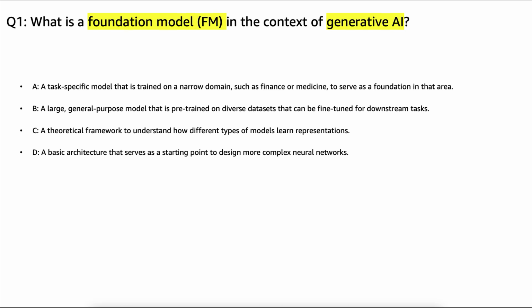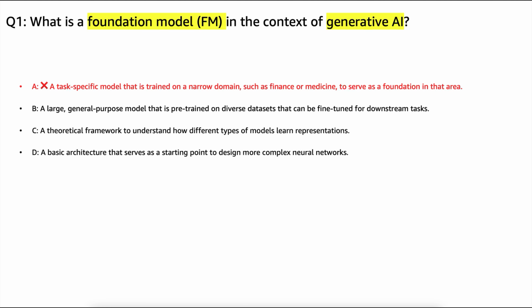Now, let's begin our systematic elimination. Looking at option A, it suggests that foundation models are task-specific models trained on narrow domains. This is actually incorrect. FMs are large models that are pre-trained on a vast amount of data and that can perform several tasks. FMs can be fine-tuned for downstream tasks by using smaller datasets. FMs are not task-specific models trained on narrow domains.